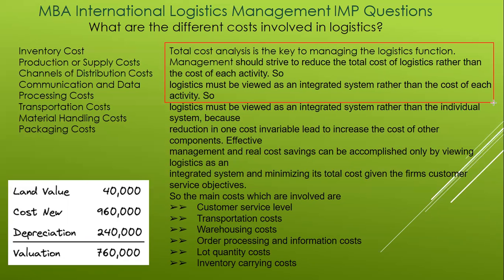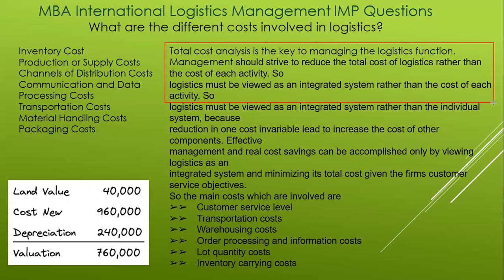Production and supply: in the process of manufacturing, charges need to be paid. Supply cost means supply to the warehouses. Then channel and distribution cost. Here, if you appoint a third party logistics provider, the channel of the third party logistics provider will carry the goods from different distribution centers. It incurs charges which are called channel and distribution cost.